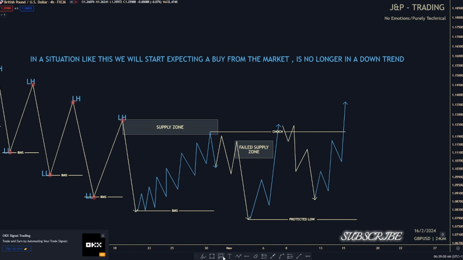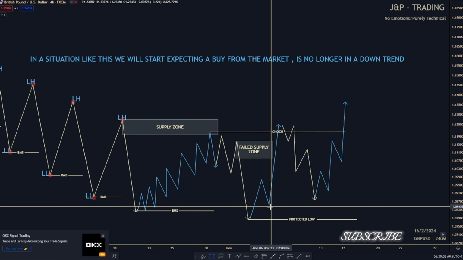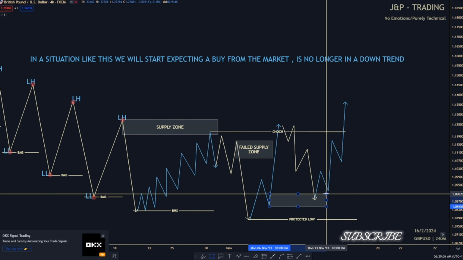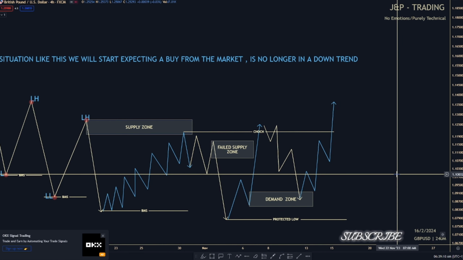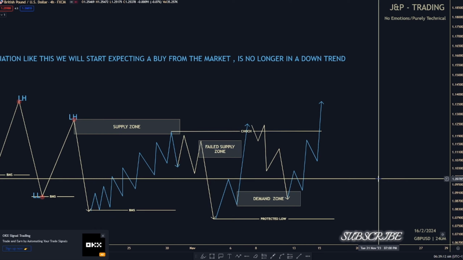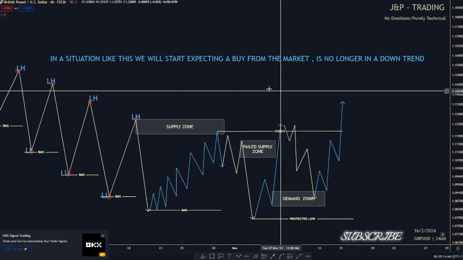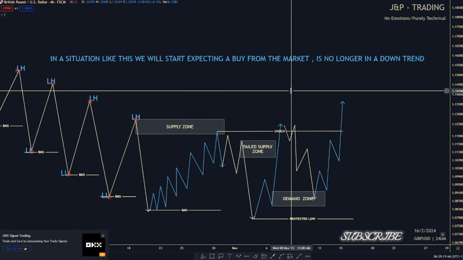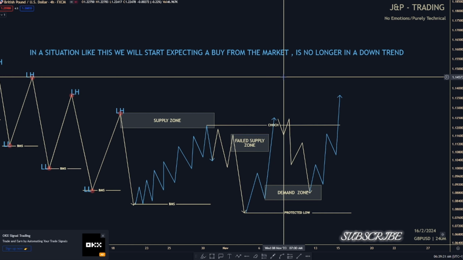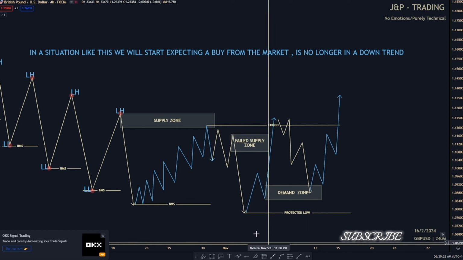Now, you have to spot out your demand zone. You have to spot out where is that point that market will test before I buy. Where is that point that market will test before I buy? Majority of the time it is going to be the extreme, but most probably it's not going to reach there. Now that's where you must know how to identify your point of interest.